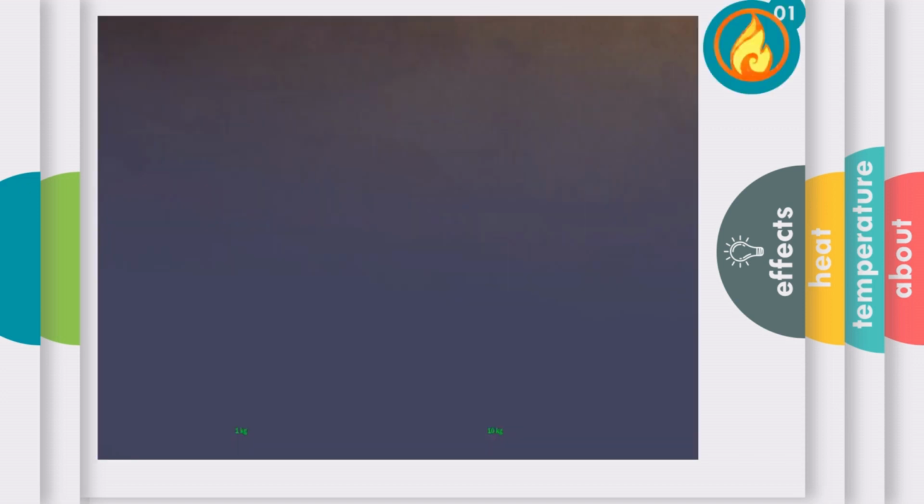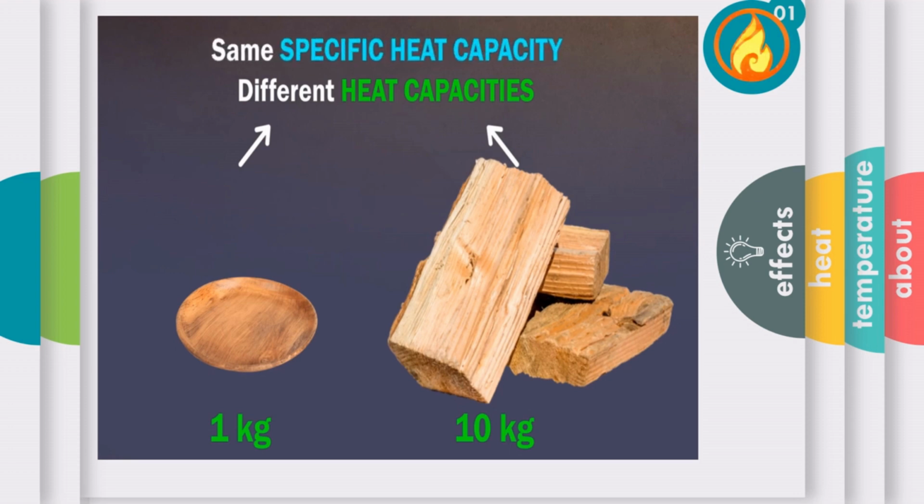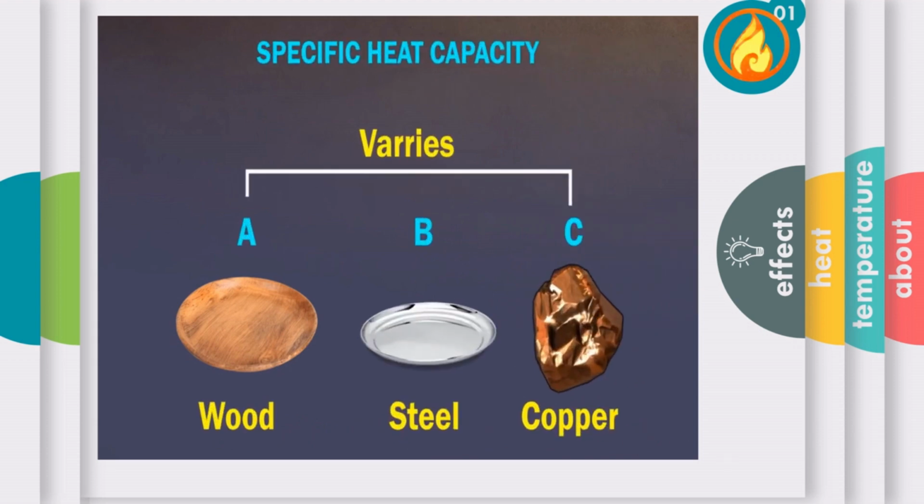And remember, two objects made of the same material have the same specific heat but may have different heat capacities depending on their masses. For example, 1 kilogram of wood has a different heat capacity than 10 kilograms of wood, but both have the same specific heat capacity. Specific heat capacity varies only from matter to matter.